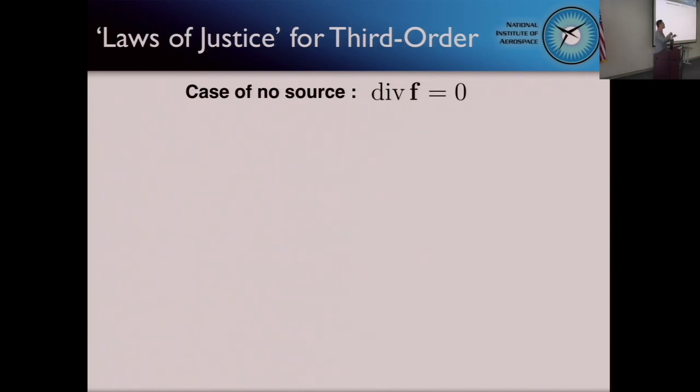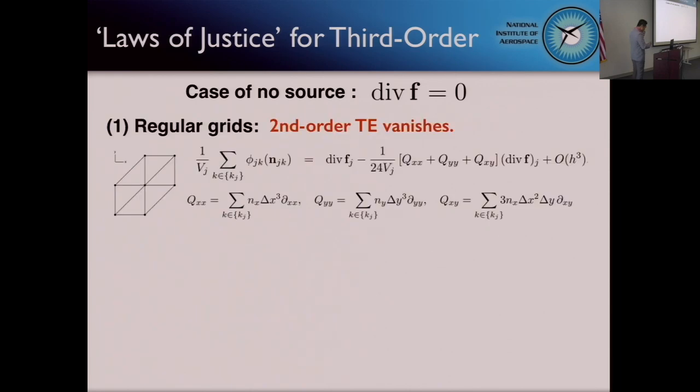No, destroying third order would be bad. Okay, so in the case where there's no source term, divergence f equals 0. This is the special property of the H-based scheme. This is the reason why this achieves third order accuracy.